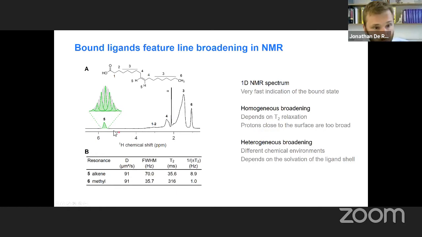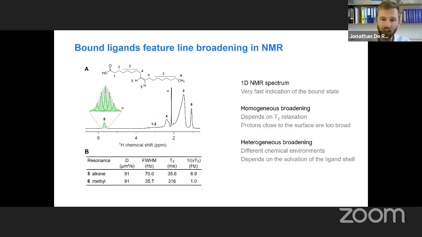And that means that this one resonance here is not one resonance that is broadened. No, it is a superposition of all kinds of different resonances which are broadened, but all these different resonances have slightly different chemical shifts, meaning they have different chemical environments. And that is because of the poor solvation of a ligand shell. Imagine a ligand alone in the solution. It is perfectly surrounded by solvent. And then you imagine another ligand in the solution. It is also perfectly surrounded by solvent. So they're exactly the same, and you see them appear at the same chemical shift.